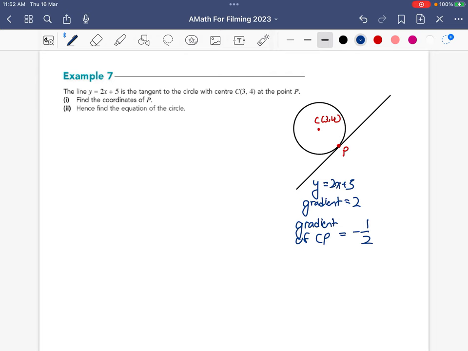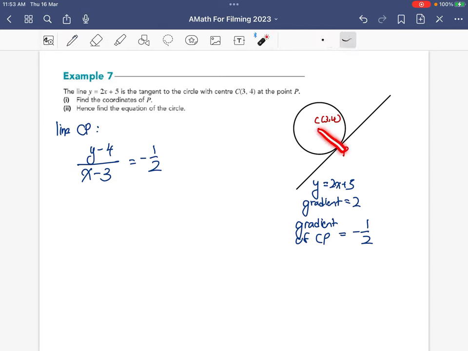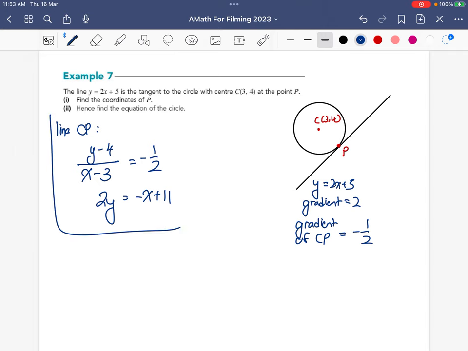So what I can do here is this. For the line CP, (y minus 4) over (x minus 3) is equal to negative half. So what I'm doing here is trying to form and find the equation of CP itself. If I simplify this, what I'll get is 2y equals negative x plus 11. So this is for the line CP itself.